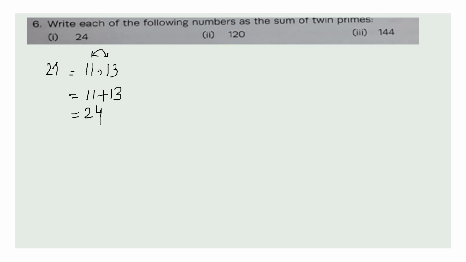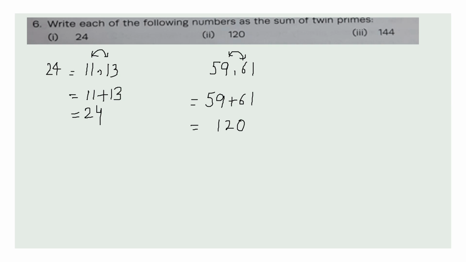In case of 120, the numbers must be greater, and I will check for the twin primes that I have. For example, if I take 59 and 61, we have a difference of 2. I must check whether it's a twin prime or not. In this case, it's a twin prime. And when I add 59 and 61, I will get 120. This is the trick. So for this question, you need to know the concept of twin prime numbers very clearly.